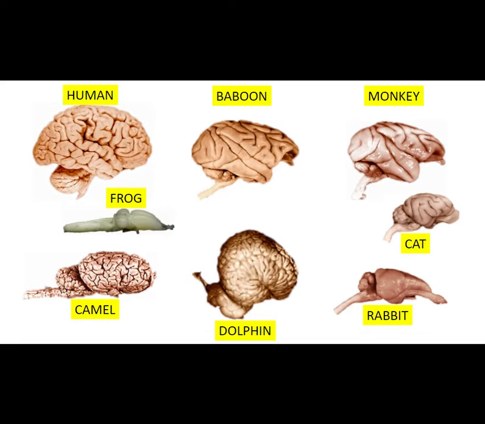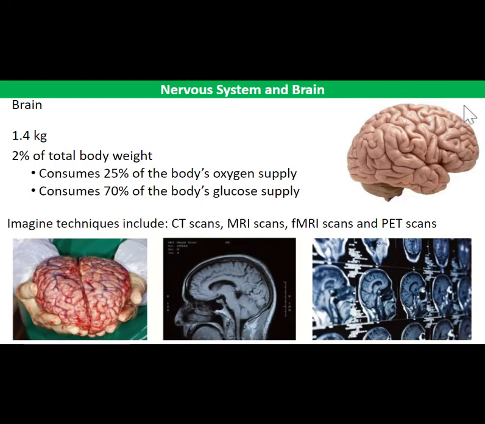Now we're going to focus on the human brain. The human brain is on average 1.4 kilograms in mass, making it about 2% of the total body weight in a human. It consumes an incredible 25% of the body's oxygen supply and 70% of the body's glucose supply. It has about 100 billion neurons within it. And those 100 billion neurons make approximately 1 quadrillion connections.